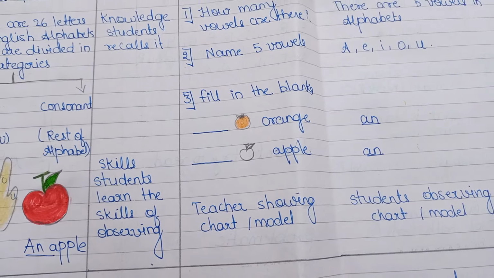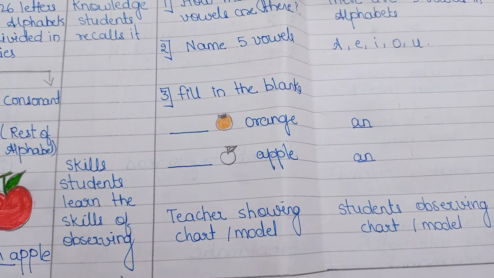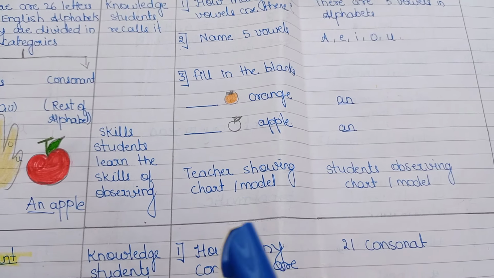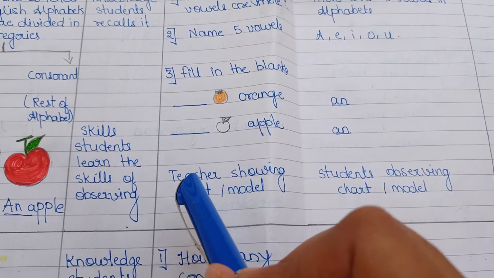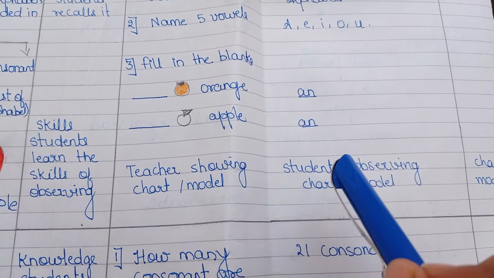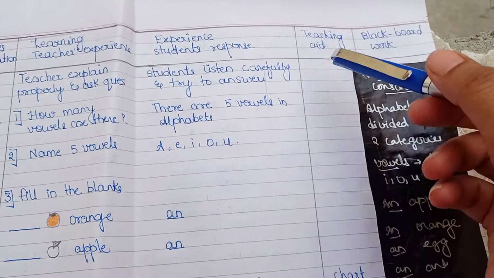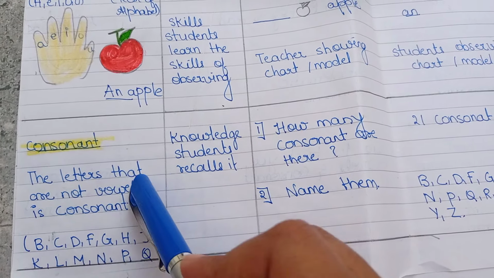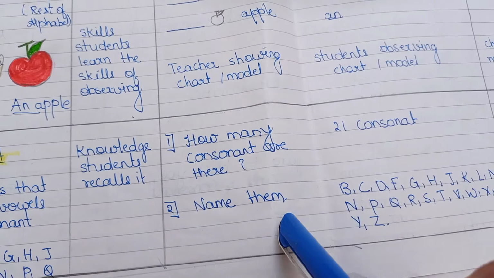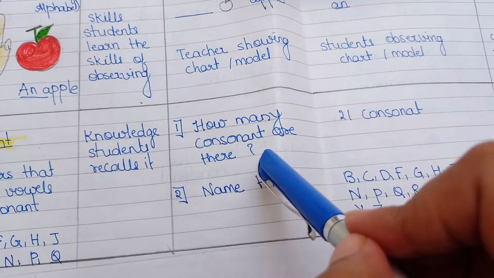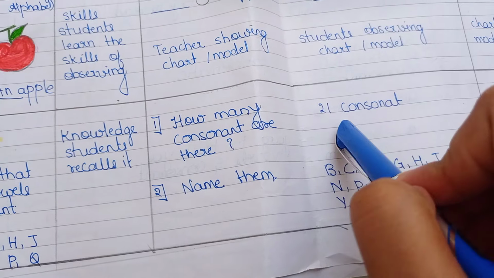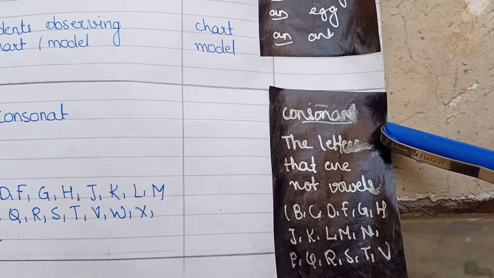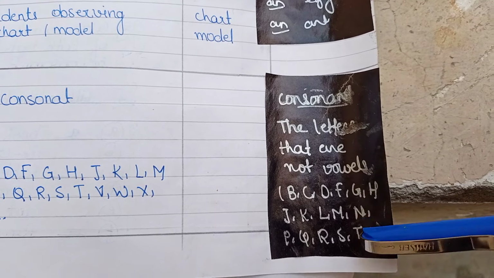Okay, and after explaining properly we have to show the chart. Whatever teaching aid we are going to use, we have to show it and explain again through the chart or model, whatever we have. Consonants you can see here, and after that we have to ask questions related to that. How many consonants are there? Students will answer 21. Name them. Okay, so this is our blackboard work.